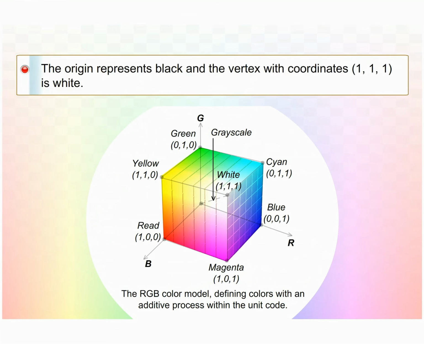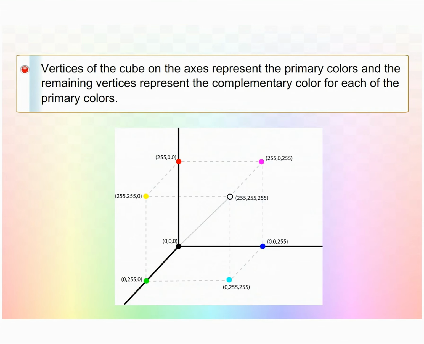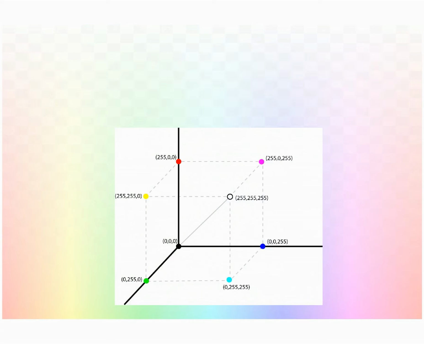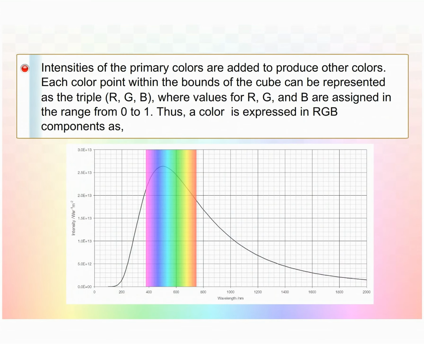The origin represents black and the vertex with coordinates 1, 1, 1 is white. Vertices of the cube on the axis represent the primary colors, and the remaining vertices represent the complementary color for each of the primary colors. As with the X, Y, Z color system, the RGB color scheme is an additive model. Intensities of the primary colors are added to produce other colors.